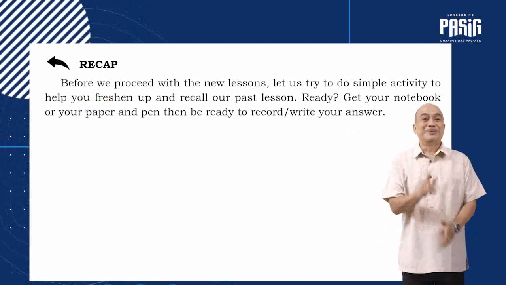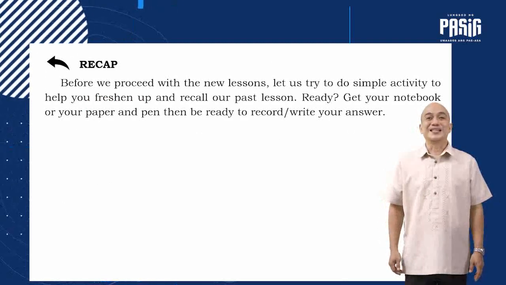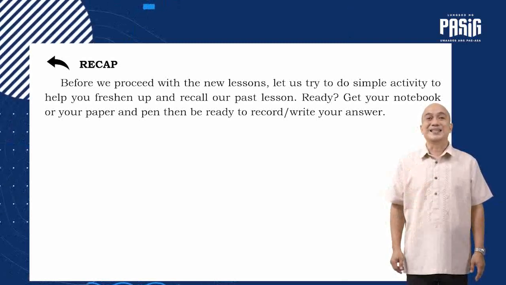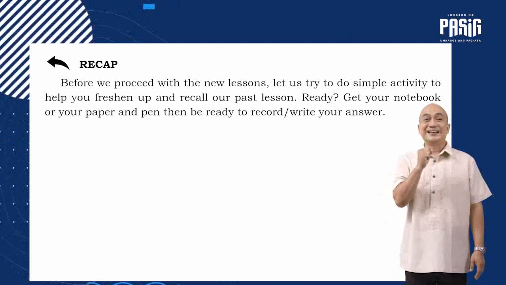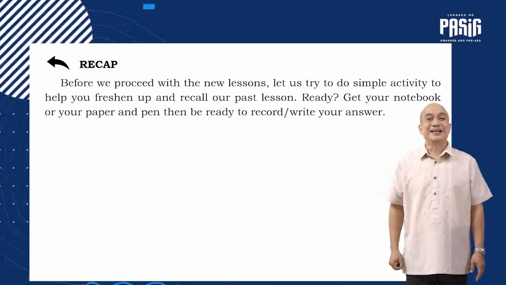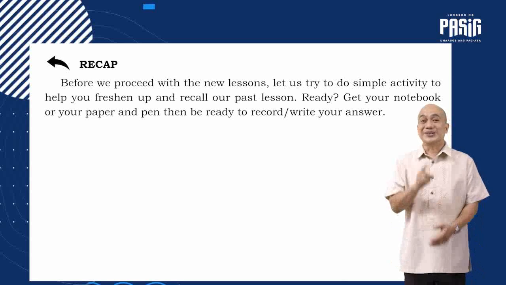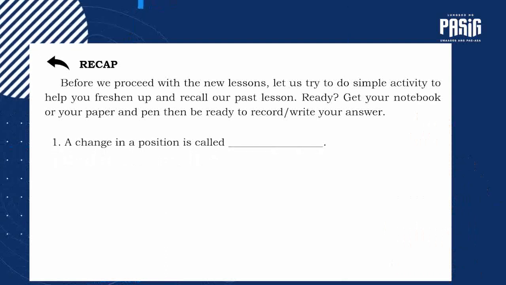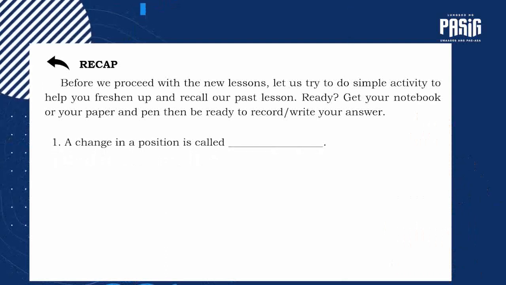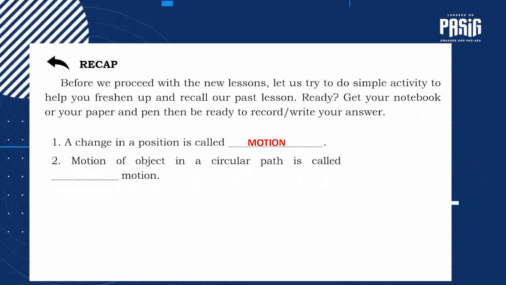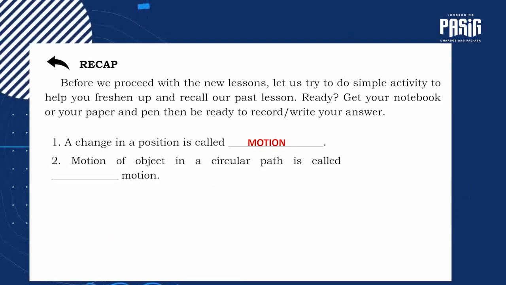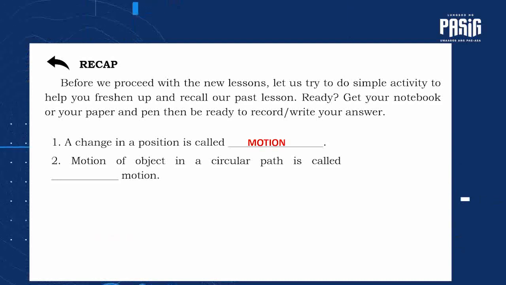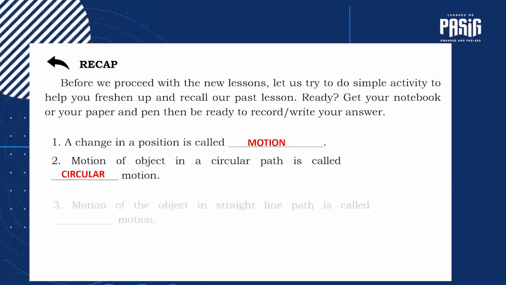For our recap, before we proceed with the new lessons, let us try to do a simple activity to help you freshen up and recall our past lesson. Ready? Get your notebook or your paper and pen, then be ready to record or write your answer. Number 1, a changed position is called? Very good, motion. Let's go to number 2. Motion of an object in a circular path is called blank motion. Very good, circular. Let's go to number 3.